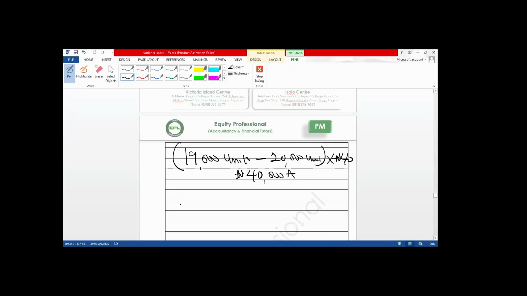Combine the two. My sales variance is the addition of price variance, 570 F, plus 40,000 A, totaling 530 A.